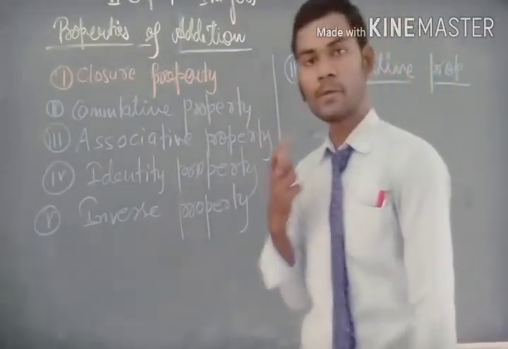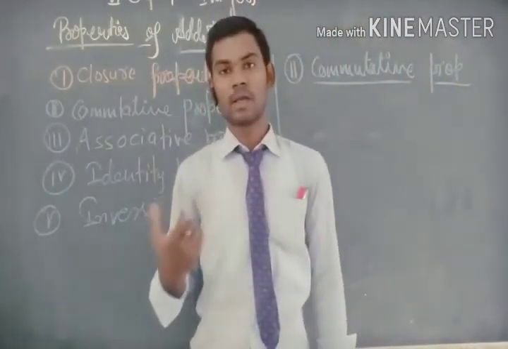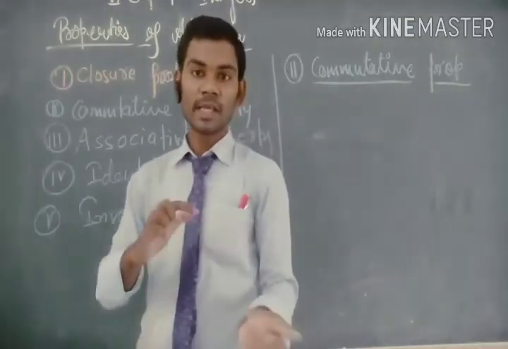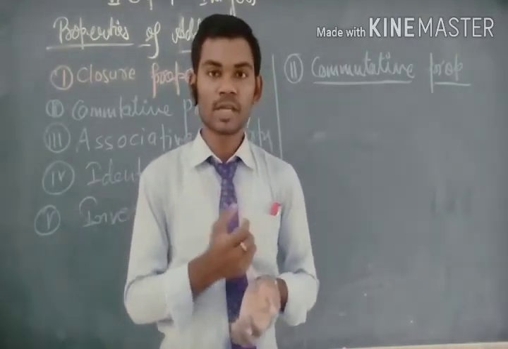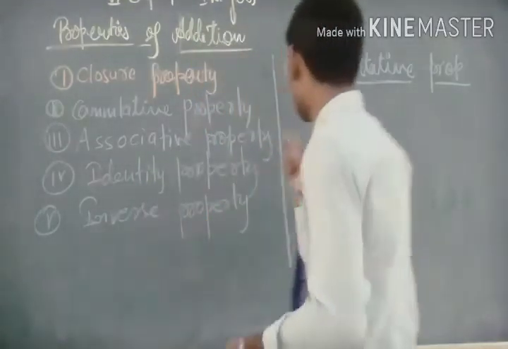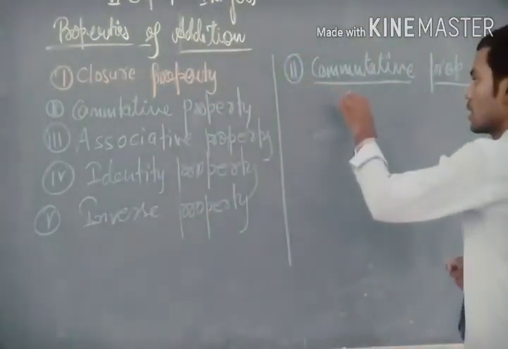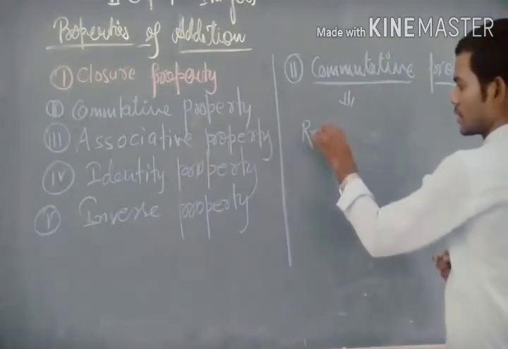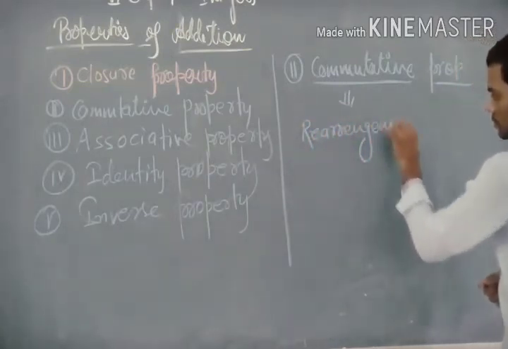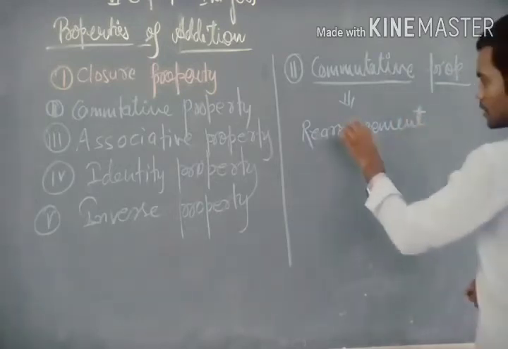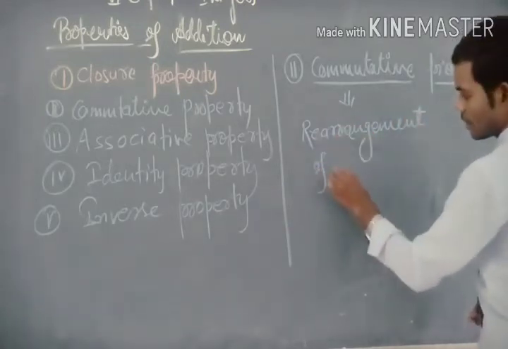The meaning of commutative is rearrangement in the order of the digits. The meaning of commutative, this means rearrangement of digits.